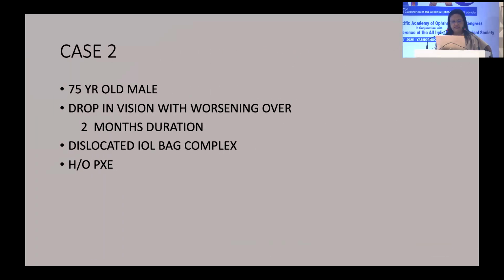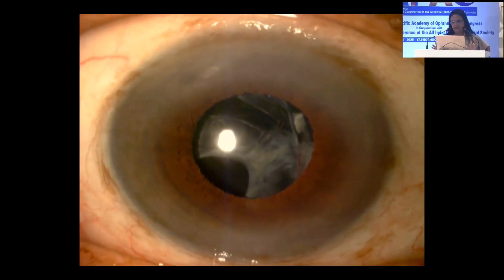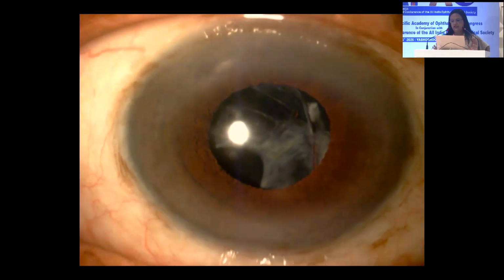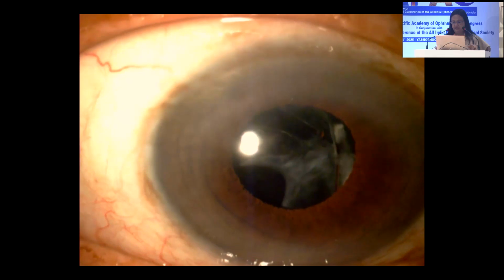So the next case is a very similar case, again a 75-year-old male with a drop in vision which is worsening over a period of 2 months, and we found this was a dislocated IOL back complex, and this was a single piece lens, and you can see that the lens haptic optic junction is seen in the visual axis itself. So in this case, I decided to go in for a Hoffman's pockets.